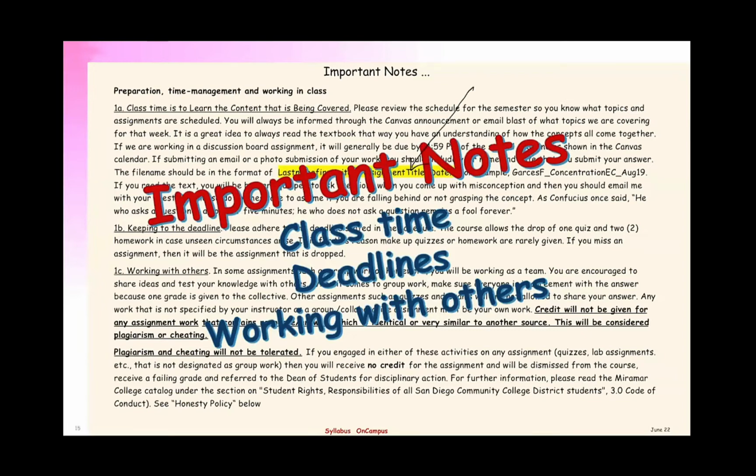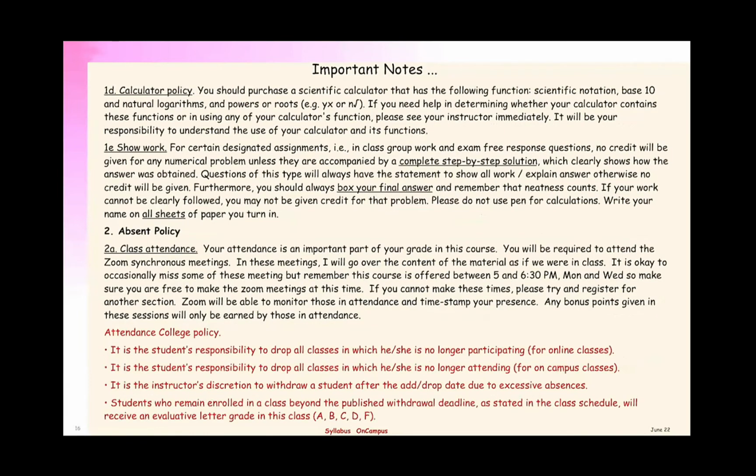I don't know if you guys are familiar with Turnitin, but it's a plagiarism detection software that we have in Canvas. So it'll always tell you how much of your work is plagiarized. Usually 25% is acceptable. Anything above that is a red flag for me, and then I will question your work. Okay, so again, these are important policies.